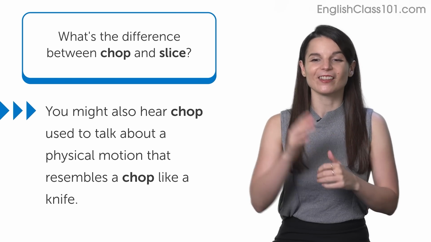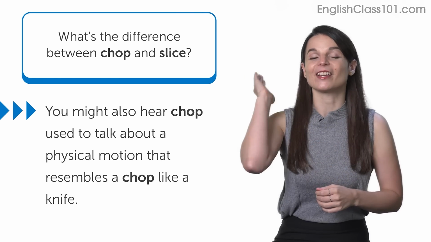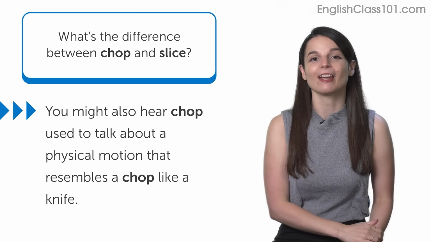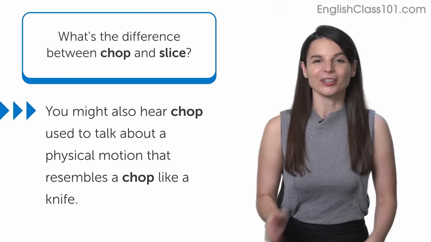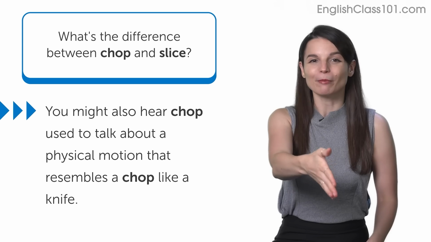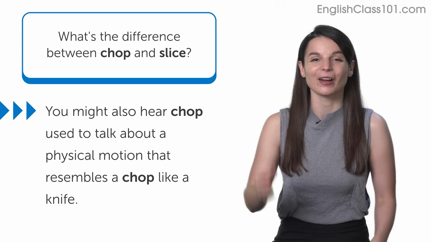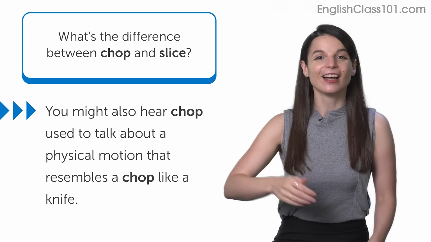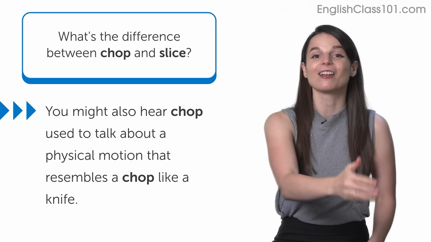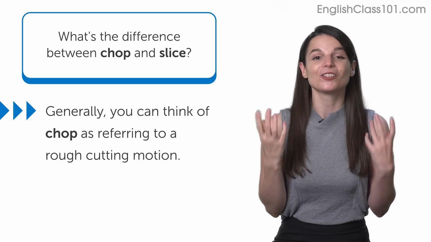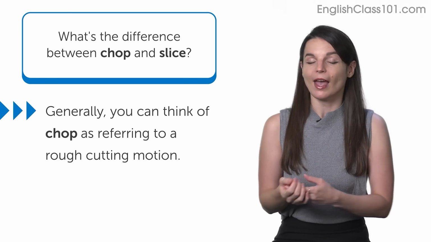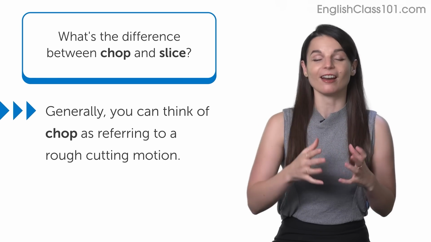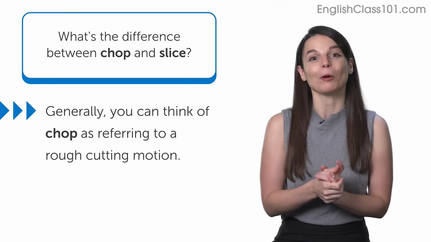You might also hear this motion referred to as a chopping motion. So if we say, for example, like in martial arts, that we want to judo chop someone, you might hear that somewhere. It refers to this motion, kind of making a rough cutting motion to something. So generally, you can think of chop as referring to this rough cutting motion. This is hopefully a helpful guide.